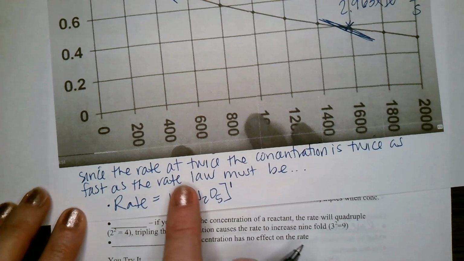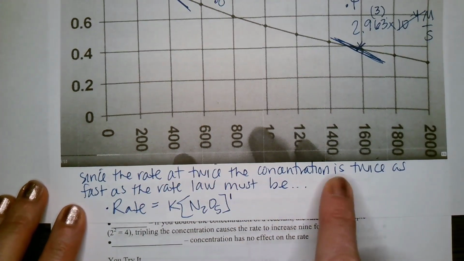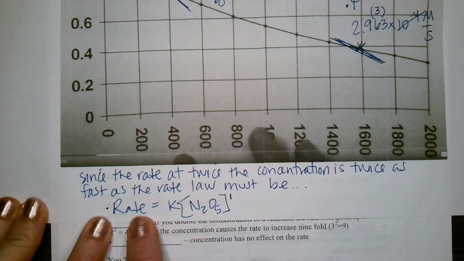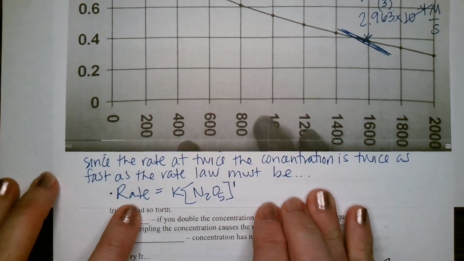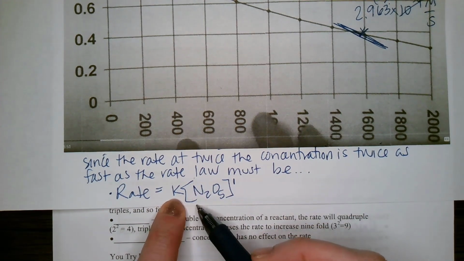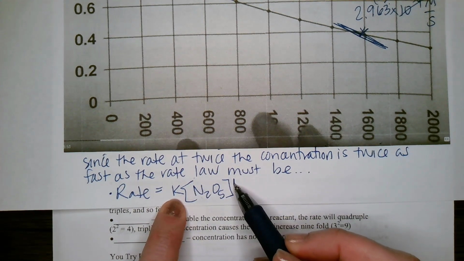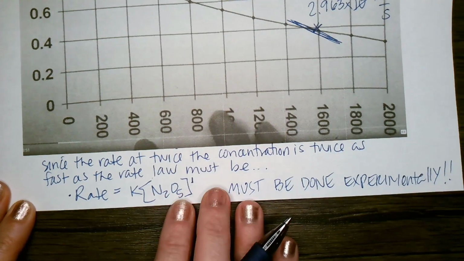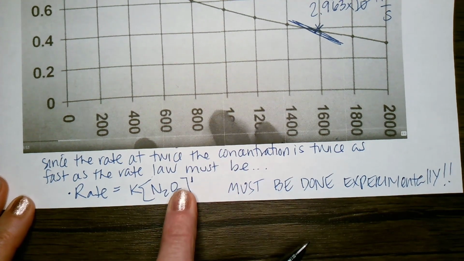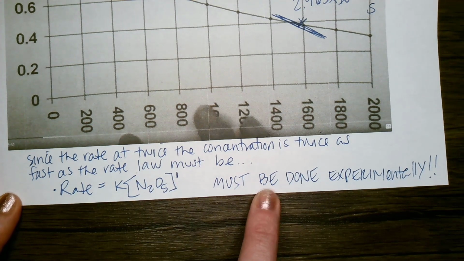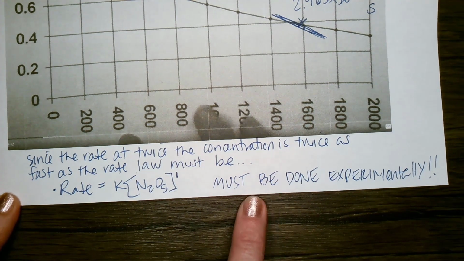So since the rate at twice the concentration is twice as fast, the rate law must be to the first order. So we'd write that as rate is equal to the constant times the concentration of N2O5 to the first order with respect to our reactant. This had nothing to do with the stoichiometry. The only way to determine order is to run the experiment.